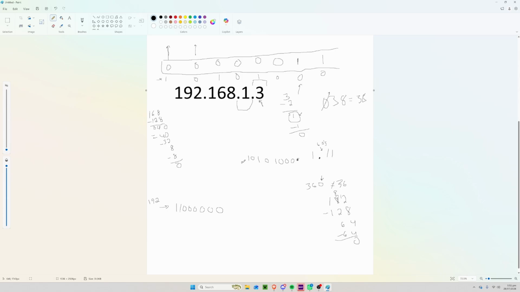So this IP address, if you convert the first octet to binary, is going to be 1, 1, 0, 0, 0, 0, 0, 0. This is the binary representation of this octet.